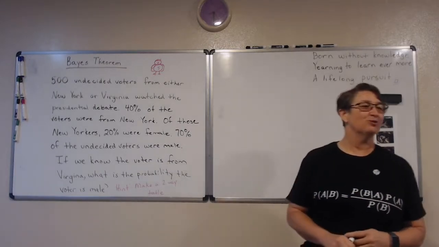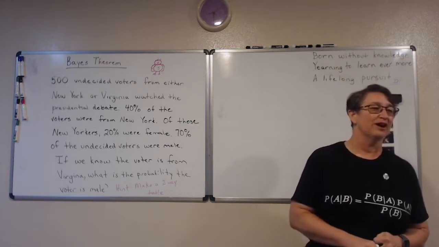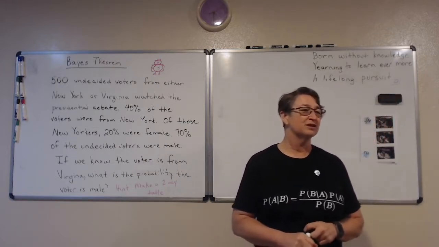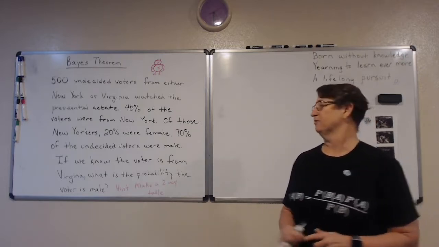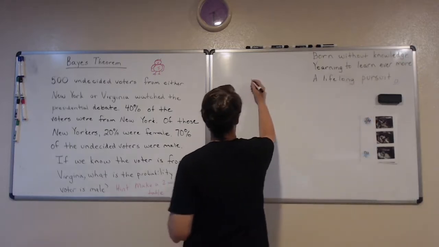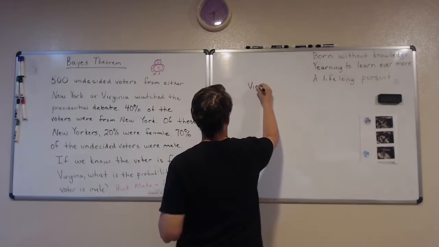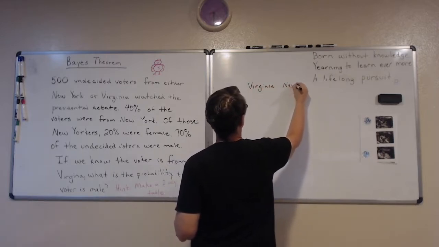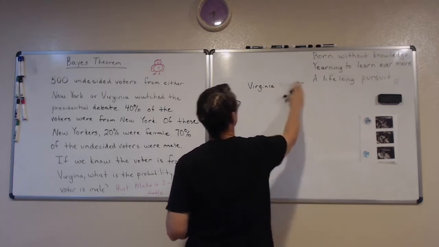I know my two-way table needs two variables. And so one variable is where they're from. So Virginia or New York. So I'm going to do that first. Virginia or New York. Maybe I should move it down a little bit.